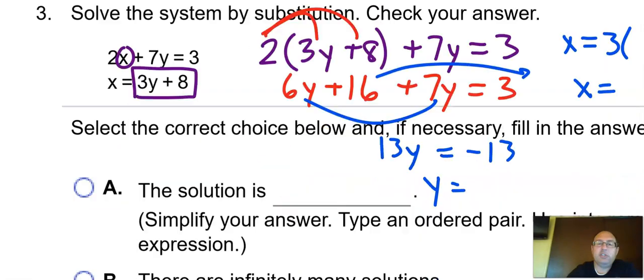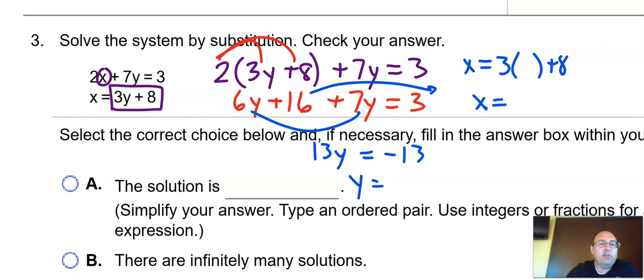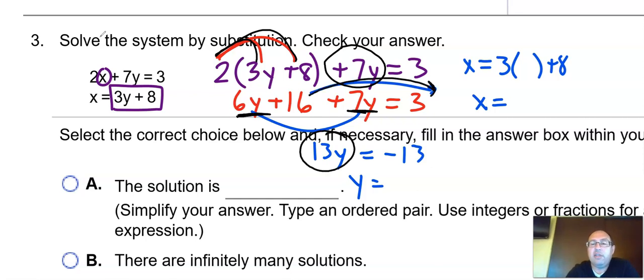Okay, so come down here to the next one. In this one, I saw that x was solved for in the second equation, so I took that 3y plus 8 and I plugged it into the first equation. So 2 times 3y plus 8 is 6y plus 16. I already had a 7y right there, so I was able to add the like terms, the 6y and the 7y, and get 13y.